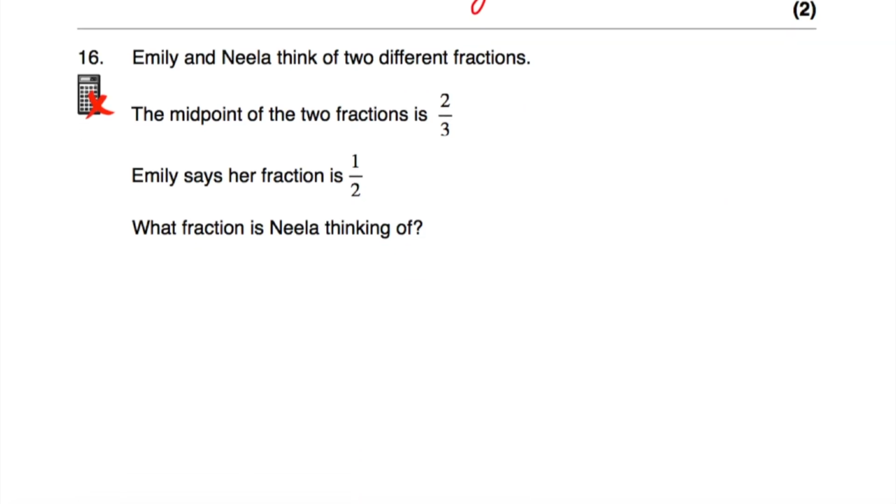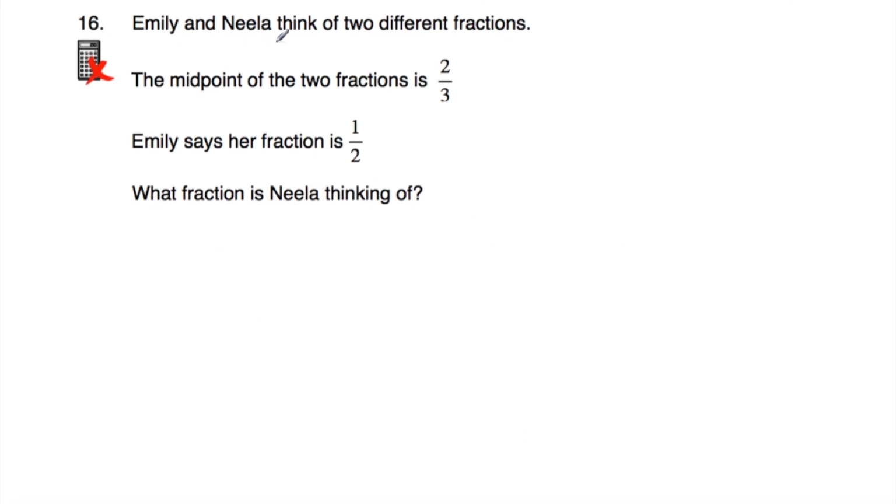Okay, so let's have a look at question number 16. So question number 16 says, Emily and Neela think of two different fractions. The midpoint of the two fractions is 2/3. So this time we're told what the midpoint is. And Emily says her fraction is a half. So Emily's fraction is a half.